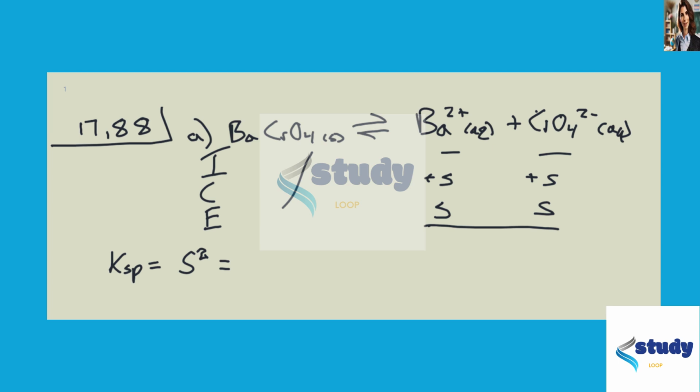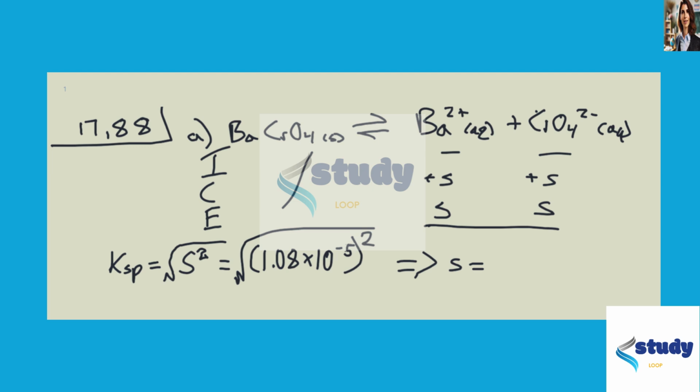And we can plug in for S since that's what we're given in the problem, 1.08 times 10 to the minus 5, squared. And so we get KSP is equal to 1.17 times 10 to the minus 10.